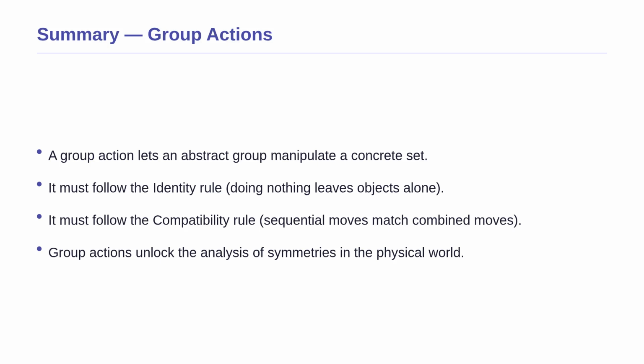Let us wrap up what we have learned today. First, a group action is simply a way for an abstract group to manipulate a concrete set of objects. Second, any valid action must obey the identity rule, where the do-nothing command leaves objects exactly as they are. Third, it must obey the compatibility rule, ensuring that sequential moves always match combined shortcut moves. By mastering these concepts, you have unlocked a powerful tool to analyze symmetries and permutations in the physical world. Great job!